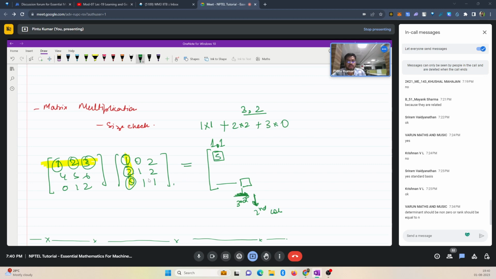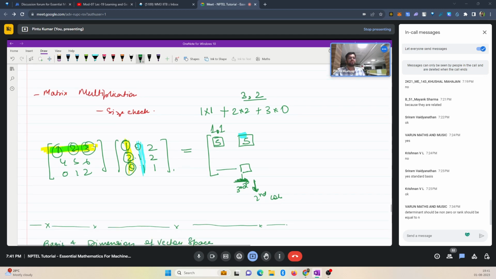Okay. Similarly, if you want to obtain this position, then you will take this same row with this column now, for this position. So it would be 1 into 0, 0, 2 plus 3, 5 again. Okay. So this is how you multiply two matrices.